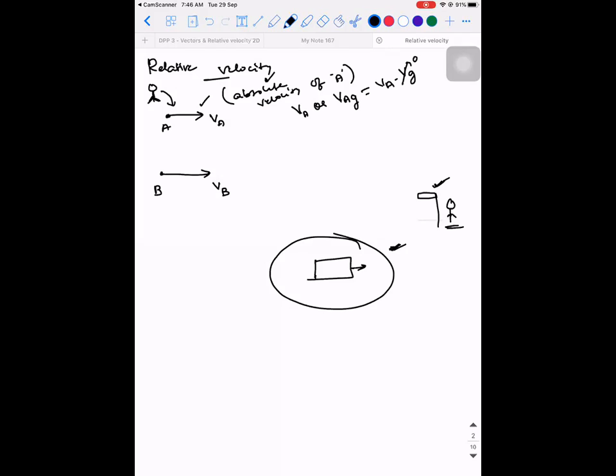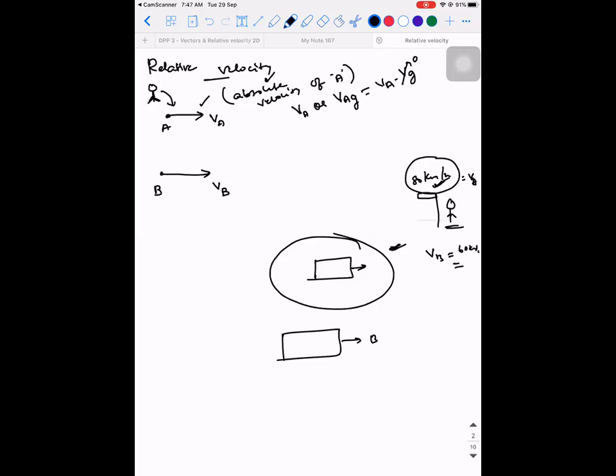Where is the police observing from? Is he observing from the ground or is he also moving? Ground, sir. So he'll be able to measure the absolute velocity. So if a reading shows 80 km/h, that is the velocity of car A. Similarly, you have another car B that will show you 60 km/h.